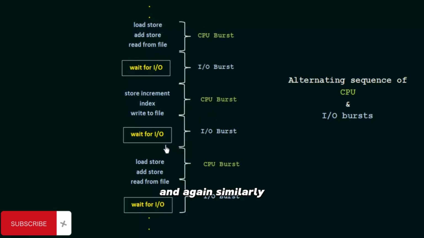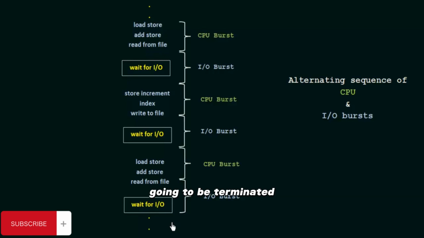So when the process does this with the help of the CPU, we call it a CPU burst. And again, similarly, it comes down and has to use some input-output operations. So it is waiting for the input-output operation to be complete. And there we have I/O burst again. And moving forward again, there are some operations like load, store, and add store from file, which is similar to this one. So we already saw that this is a kind of operation that requires the CPU. So this is again a CPU burst, and then it is again waiting for some I/O operation to be complete, which is known as the I/O burst. And this pattern continues.